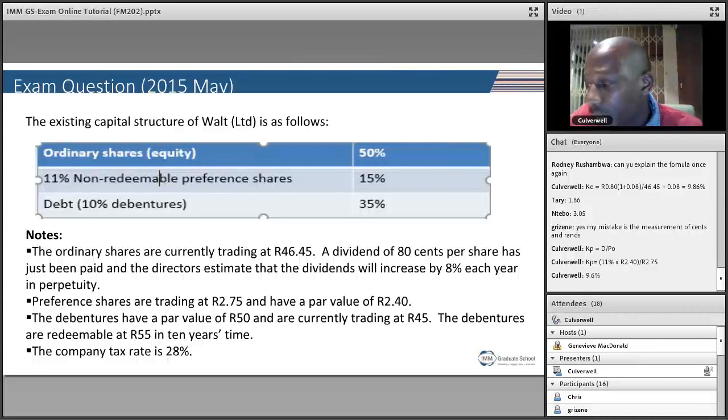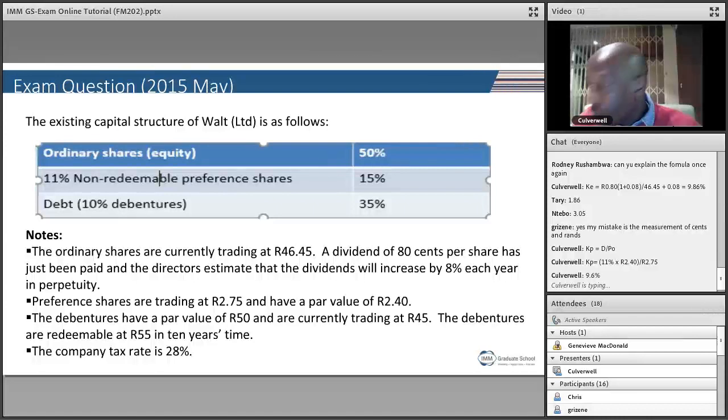So I'm actually jotting this down. Remember, our cost of ordinary shares were 9.86. Our cost of preference shares are 9.6%. We then finally move on to the cost of debentures. The debentures have got a par value of 50 Rand and are currently trading at 45 Rand. The debentures are redeemable at 55 Rand in 10 years' time. So if you look at the formulas that we have under debt, it's either debt is redeemable or non-redeemable. In this regard, debt is redeemable.